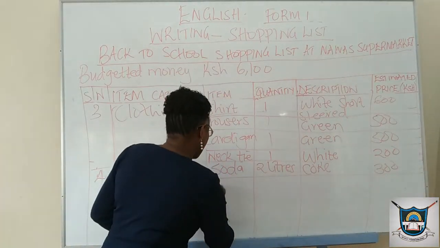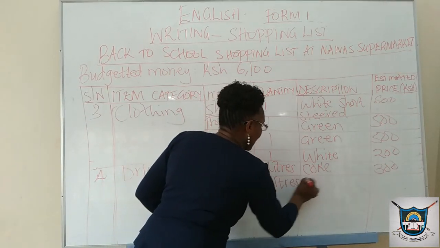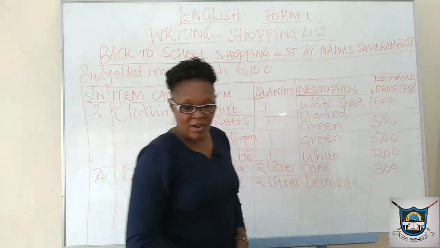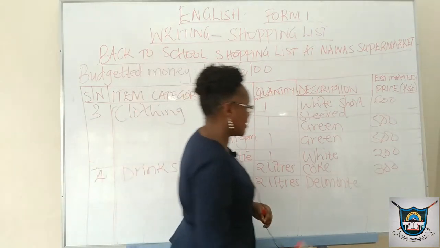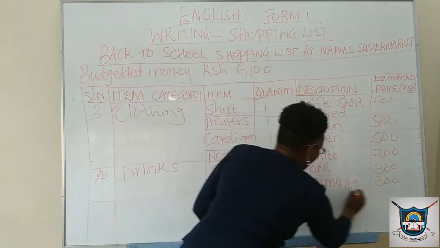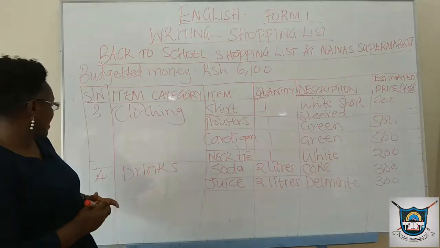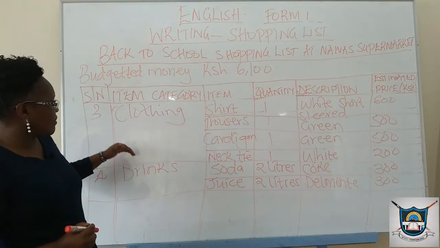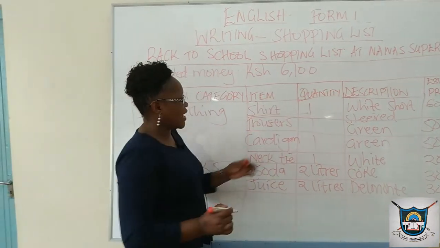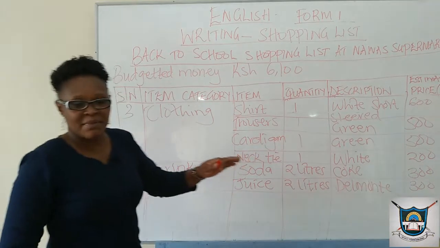Then you're going to buy juice, 2 liters or so. We are going to take Del Monte at a cost of 300 Kenya shillings. So learners, we have drawn up a shopping list with 3 item categories. We have listed the items, the quantity, description, and estimated price.